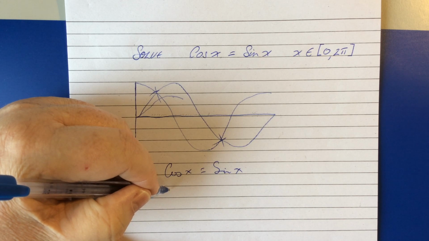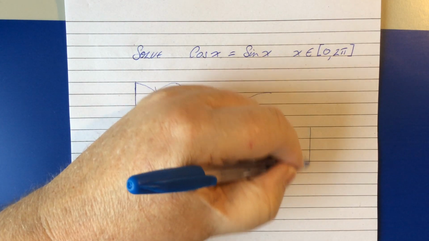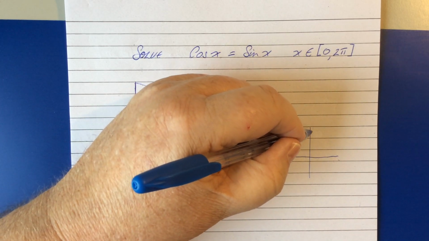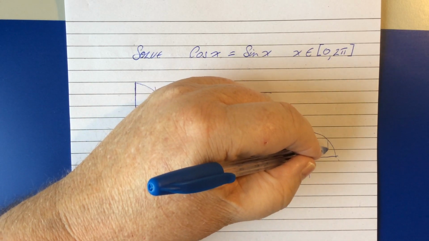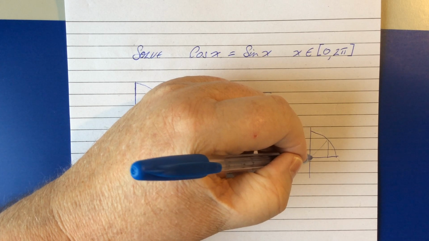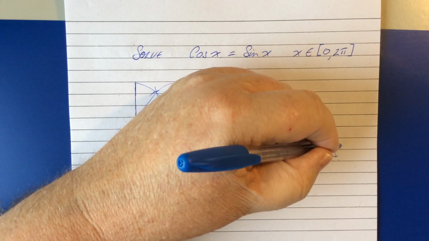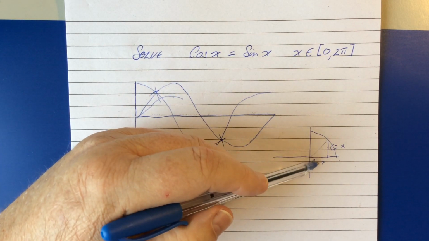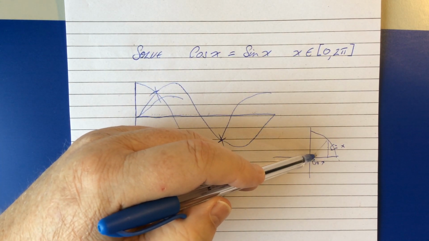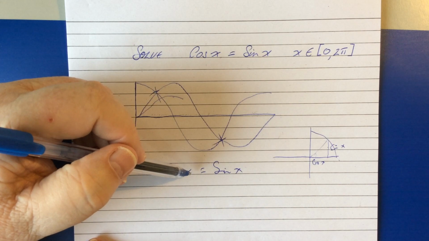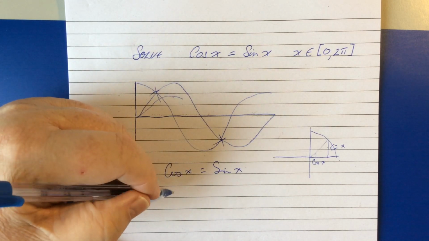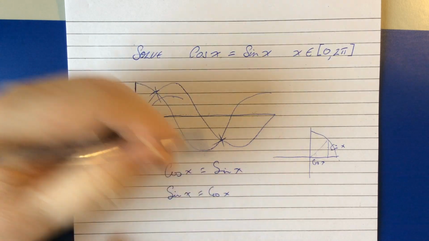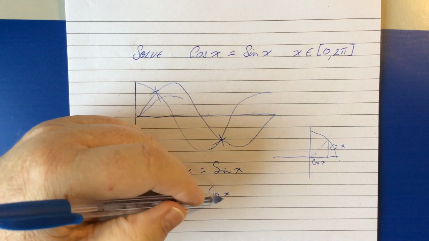So if we just take into account this part of the unit circle where we have the sine of x here and the cosine of x here, the tangent of x is going to be the sine over the cosine. So I'm just going to reverse these. So sine x equals cos x. That does no harm whatsoever.